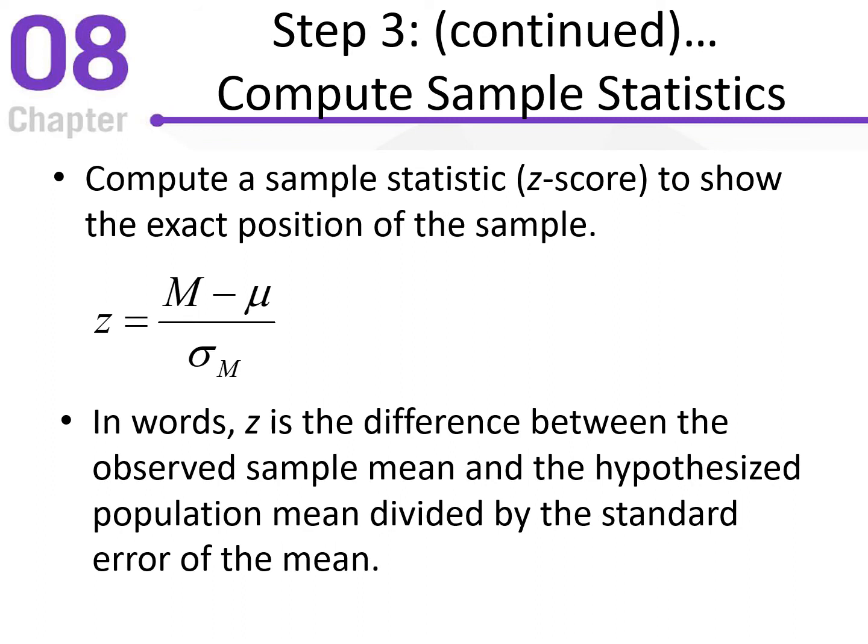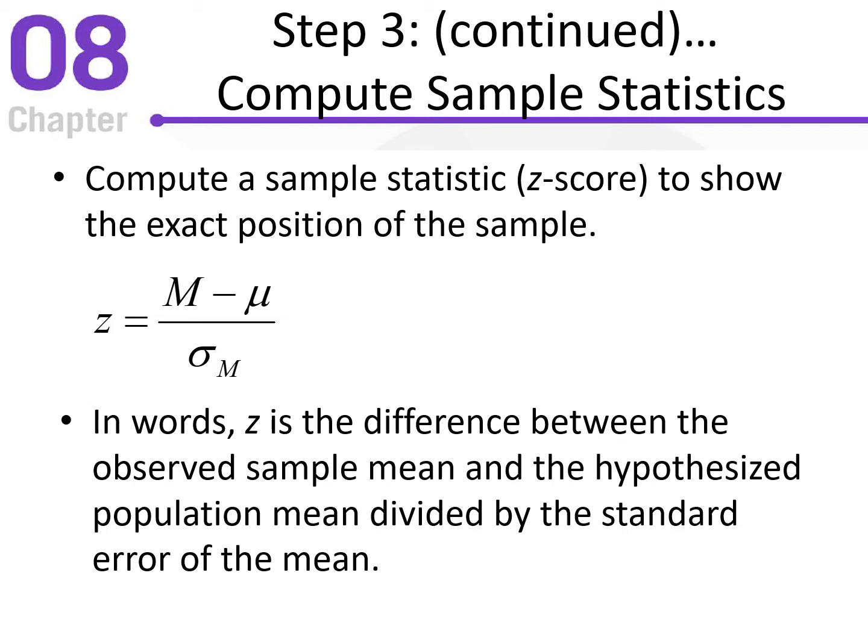So once you have your data, you can then compute your z-test. So z equals the sample mean, which is M, minus the population mean, which is mu, divided by sigma sub M, which is the standard error of the mean. So that's the sigma population standard deviation divided by the square root of the sample size.